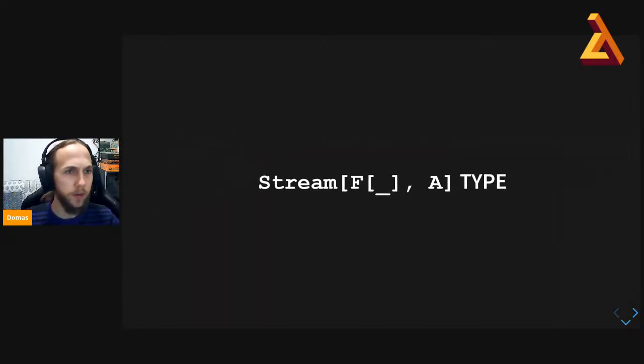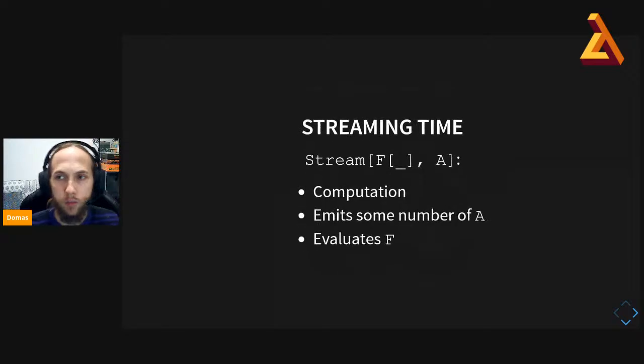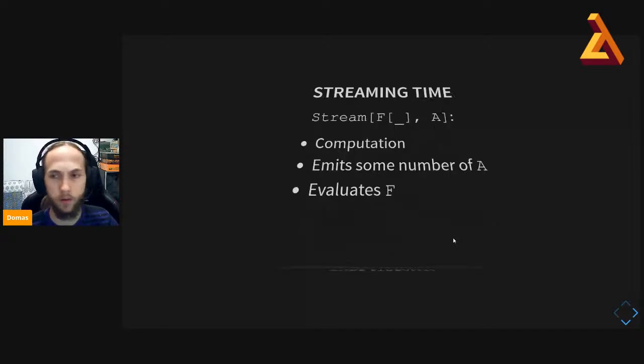So having explored the effects a little bit, let's now talk about the actual stream type that comes from FS2. The stream type comprises two parts. It has the type F here and the type A here. What this type represents is a computation such that when that computation is run, some number of values of type A will be produced during this computation. And in the process, we will be evaluating effects of type F. We'll explore what this looks like in practice.